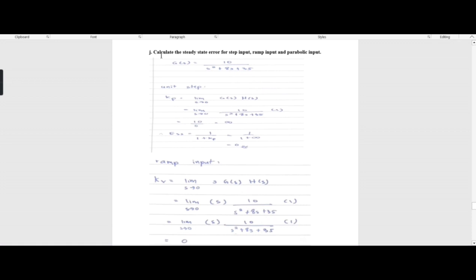Next, the question is to calculate the steady state error for step input, ramp input, and parabolic input. The first part is for the step input. The unit step is Kp equals the limit as s goes to 0 of G(s)H(s). H(s) is equal to 1. Since we let s equal 0 and substitute, we get 10 over 0, which is infinity. So the steady state error equals 1 over 1 plus Kp, which is 1 over 1 plus infinity, which is 0.